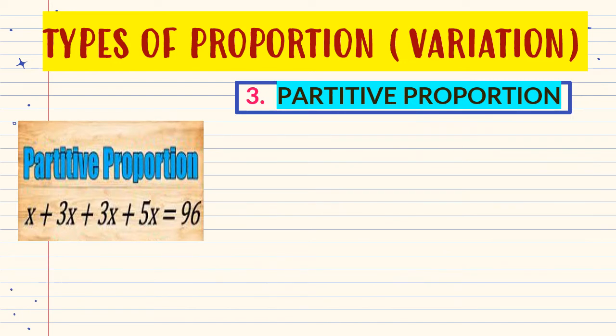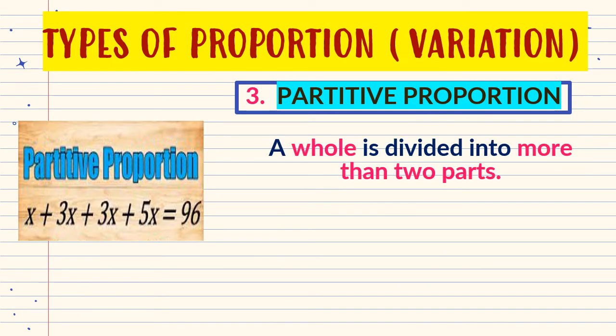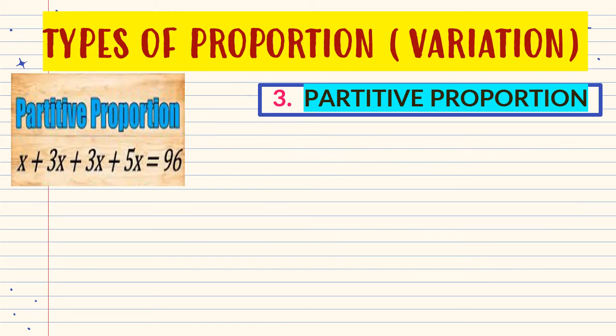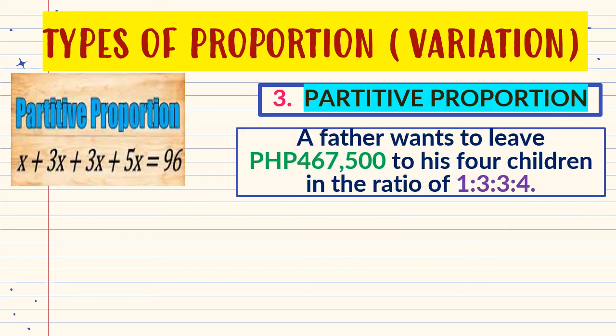Partitive proportion. A whole is divided into more than two parts. It involves identifying parts of a whole based on given ratios of those parts. A father wants to leave 467,500 to his four children in the ratio of 1:3:3:4. So this will be the part of every child: the first, second, third, and fourth.